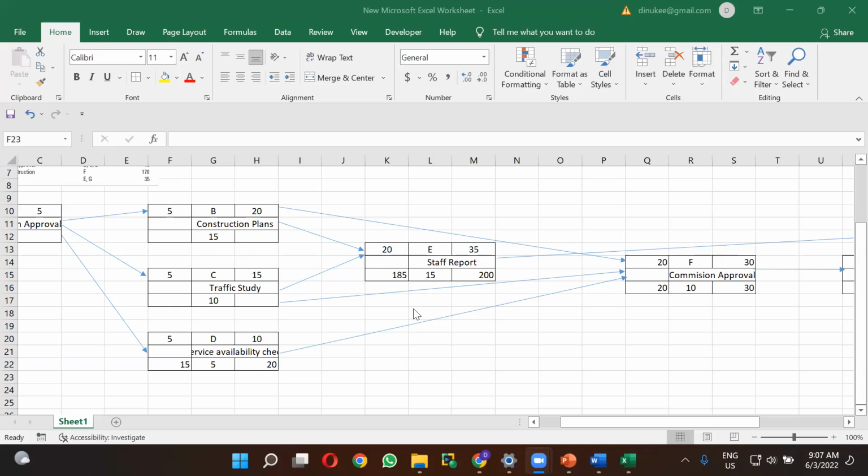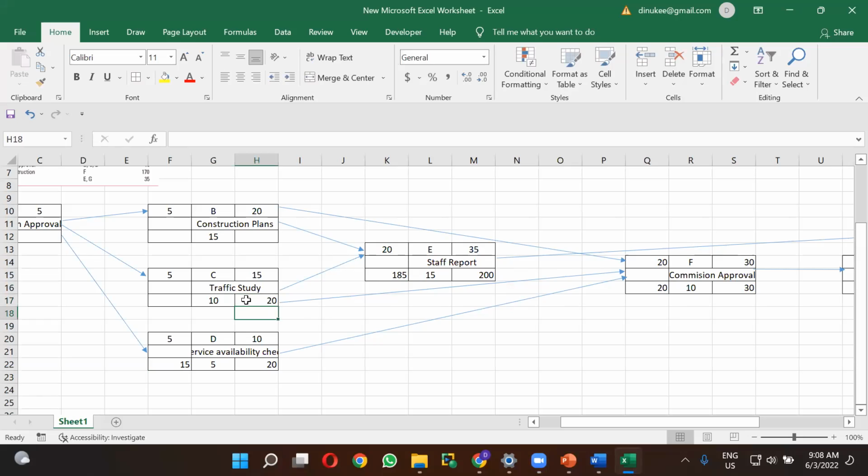In the forward pass calculation, if there are 2 or more arrows coming, you have to take the highest value. But in a backward pass calculation, if 2 or more arrows are coming, you have to take the lowest value. So for the C activity, there are 2 arrows coming from F and E activity. The values are 185 and 20. So based on those 2 values, which is the lowest? It is 20. Therefore, you have to take 20 here.